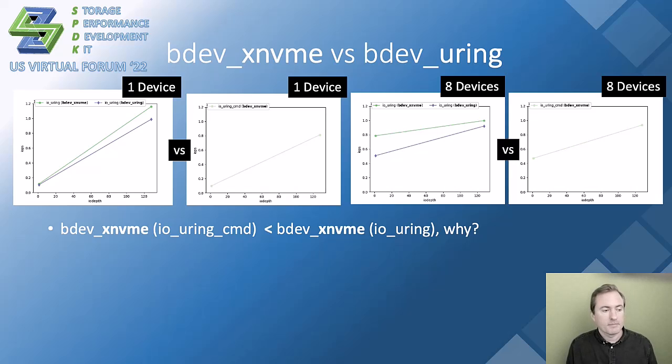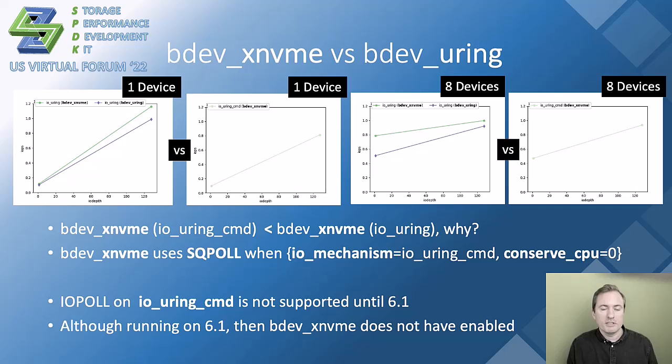So why is that? Well, the thing is that when this got implemented, IO uring command did not support IOPOLL, which is what BDEV xNVMe is doing here with IO uring, so it had to resort to using SQPOLL. And that just doesn't scale as efficiently.